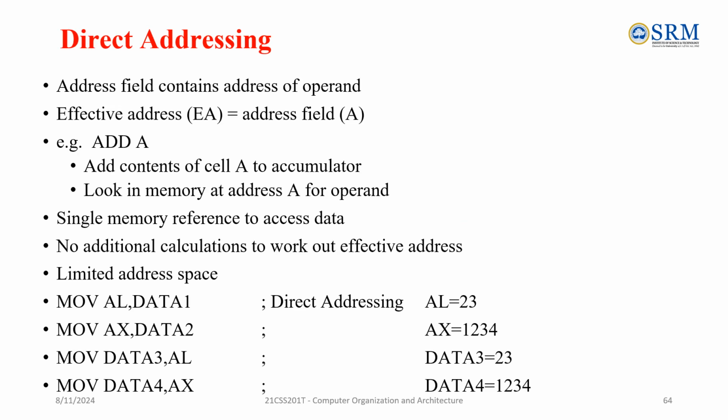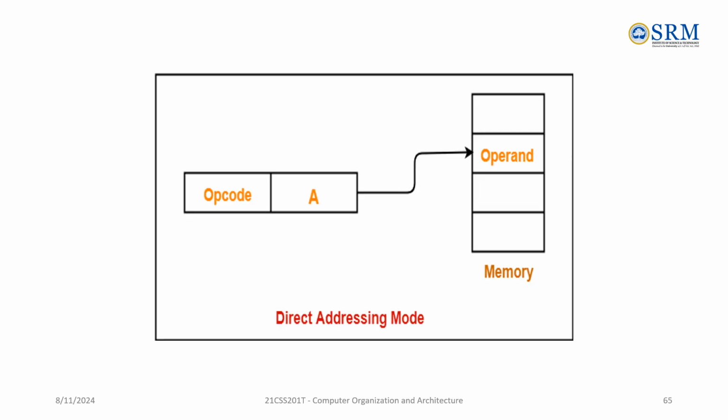So next is direct addressing. The address field contains the address of the operand. So when I say add A, A is the address where you have to fetch the data. So the effective address is the address field A. The advantage is a single memory reference to access data, with no additional calculation to work out the effective address. Again, limited address space is the disadvantage. It is something like this: the address A will be given, pointing to the data in memory.